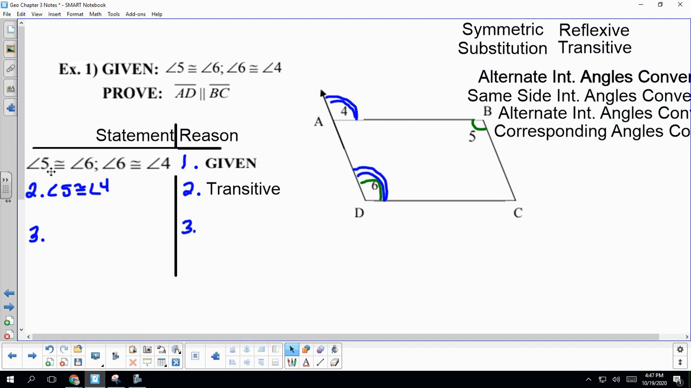All right, so we know 5 is congruent to 6, 6 is congruent to 4, and we're trying to prove AD, which is this line, is parallel to BC. So we're going to put that on the last step. We're going to say AD is parallel to BC because alternate interior angles converse. All right, so we are proving lines parallel using these properties.